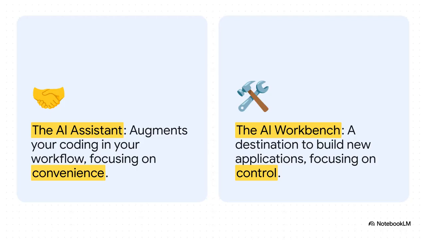Let's put some meat on those bones. Your AI assistant, Gemini Pro, that's all about one thing: convenience. It's designed to just melt into your existing workflow and make your life easier. But the AI workbench, Google AI Studio, that's all about control. It's where you go when you're not just tweaking code, you're building brand new AI applications from the ground up. Two different paths, two totally different destinations.